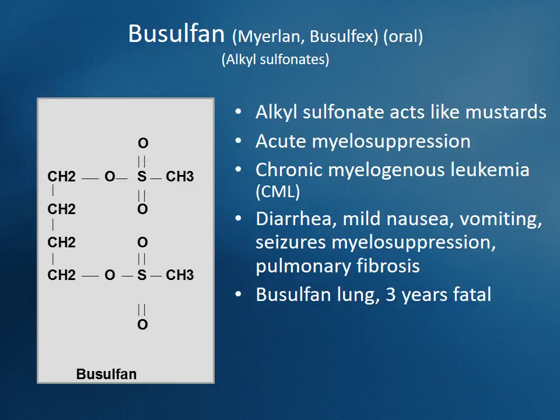And then busulfan, this one is particularly bad for causing pulmonary fibrosis. So again, all of the alkylating agents can potentially do this, but busulfan is pretty bad. So if you hear "busulfan lung," that can be a potentially fatal complication of this, right?